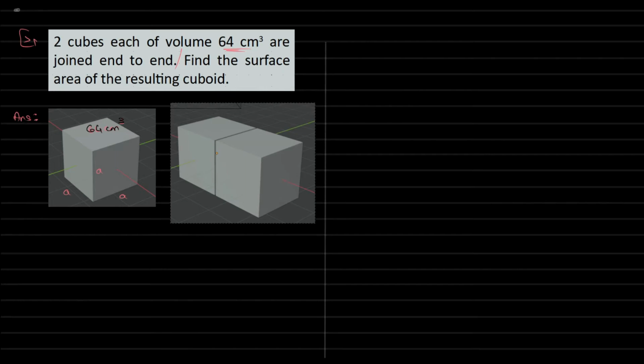A cuboid has length, breadth, and height of different dimensions. Generally it is so. In this case, this is length, this is breadth, and this is height. So what is the length, breadth, and height? Well, height and breadth are one and the same as a cube. In this case, it happens to be so. Length will be 2a because there are two of it. So this will be 2a. This is a and this is a.